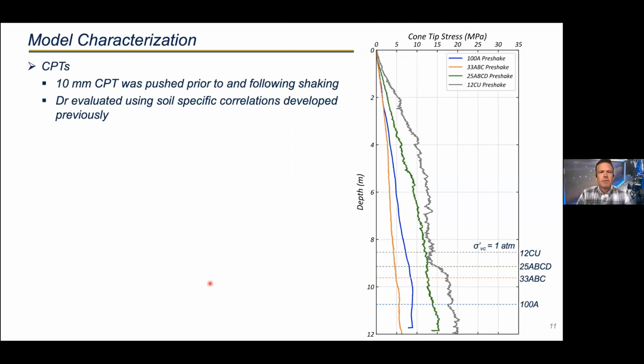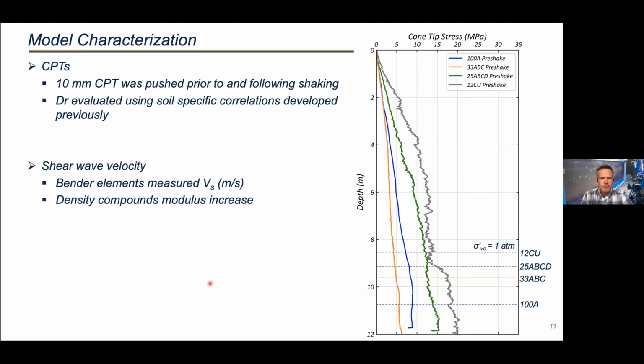And so in the model characteristics, we pushed 10 millimeter diameter cones before and after shaking and at various points in time. We're able to reevaluate the relative density that was targeted relative to what was achieved using a series of correlations we developed in previous work. And we have embedded shear wave velocities that we can track also.